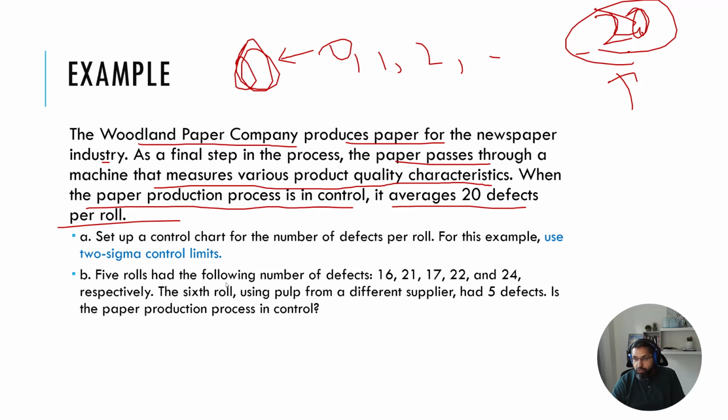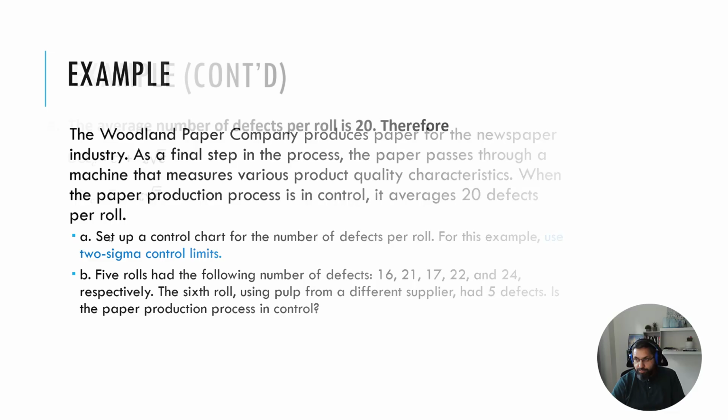So you want to set up a control chart. 5 rolls had the following number of defects: 16, 21, 17, 22, 24. The 6th roll, using pulp from a different supplier, had 5 defects. So is the production in control? We're going to use 2 sigma control limits.